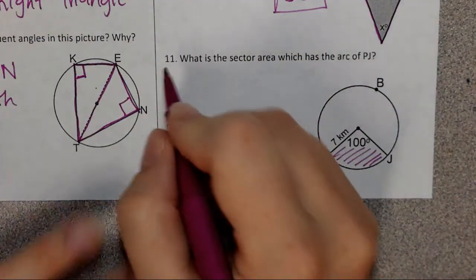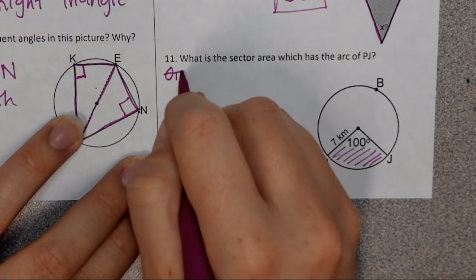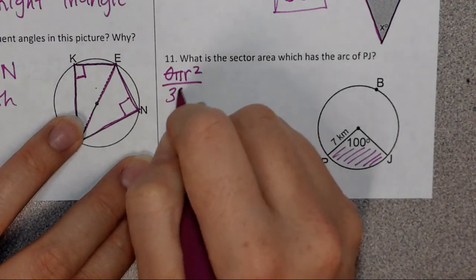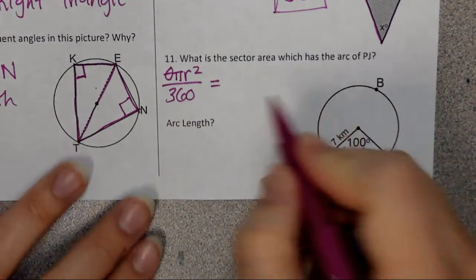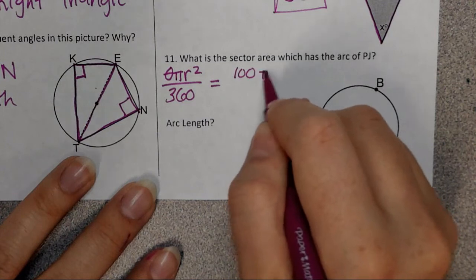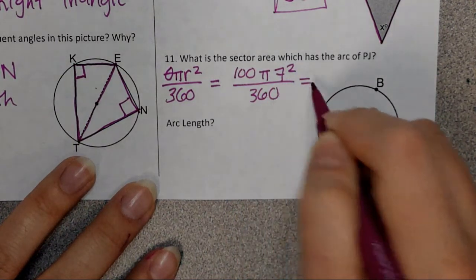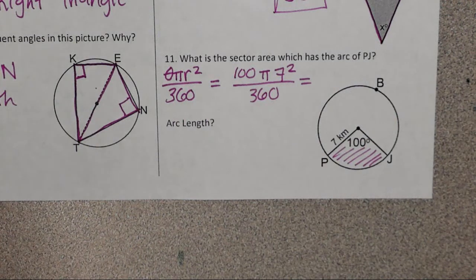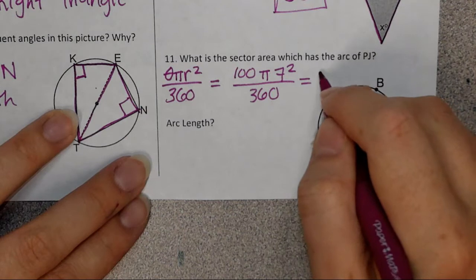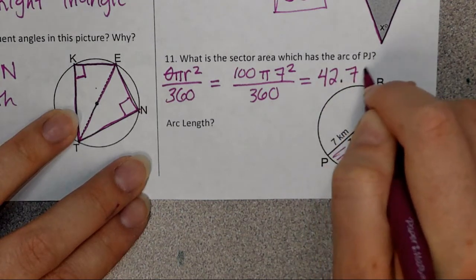I'm going to use my preferred formula, theta pi r squared over 360. So we've got 100 pi 7 squared over 360. So that's equal to 42.76.